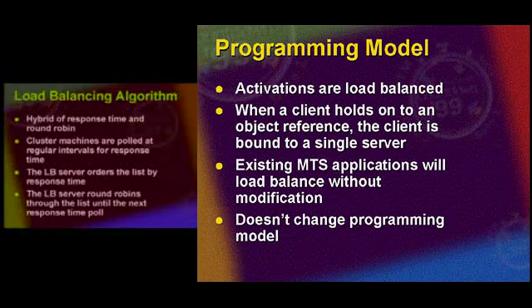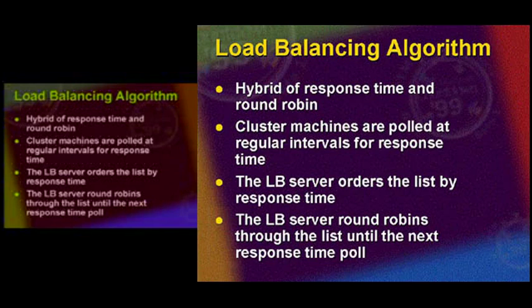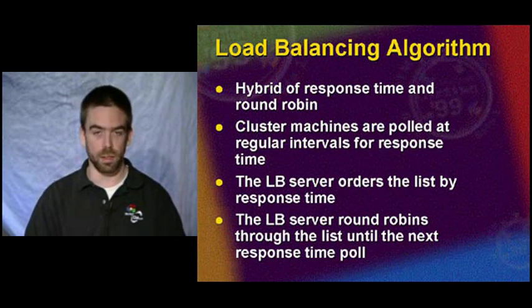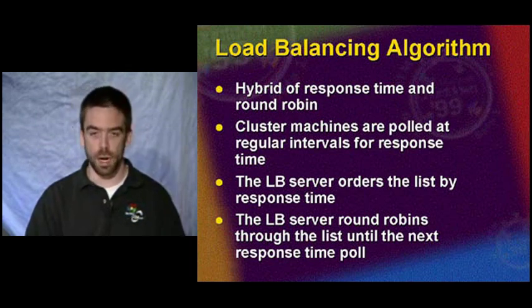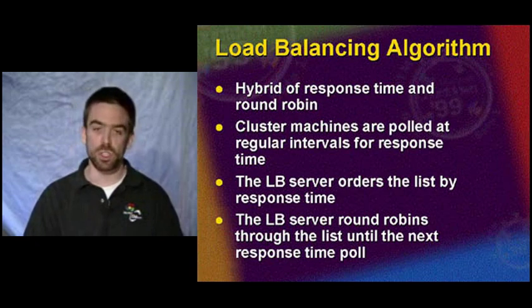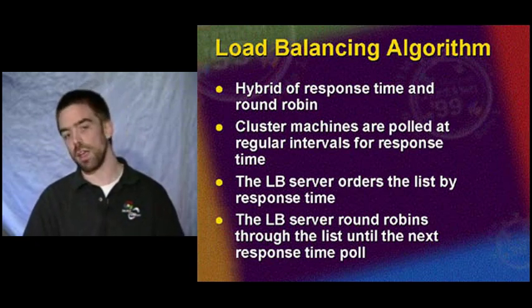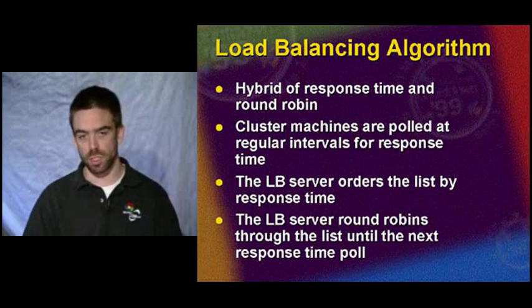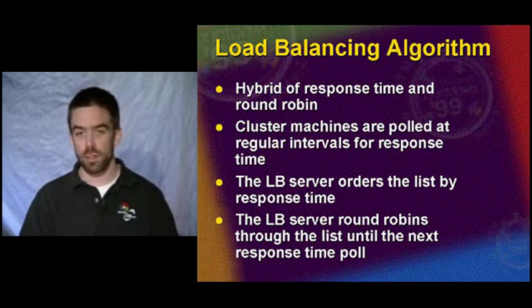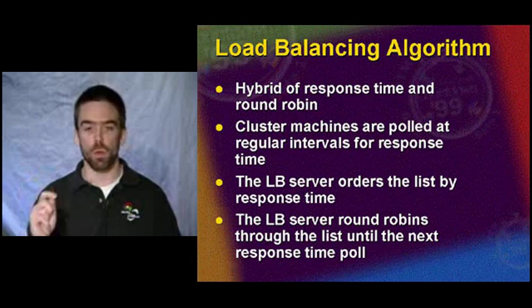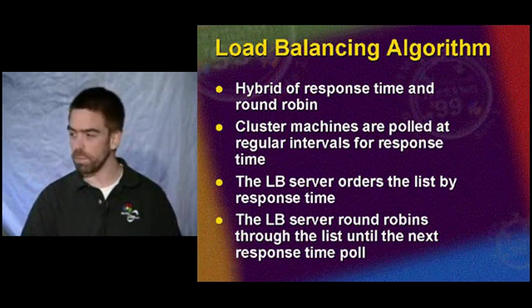Now, the actual load balancing algorithm is a hybrid of response time and round robin. Response time, as I define it here, is where the load balancing server polls the other machines and checks the response time for that particular object and all the other machines. It then chooses the fastest machine and sends all requests to that machine until the next polling interval has expired. Round robin is where you have a list of all the machines and you simply go through that list one after another.